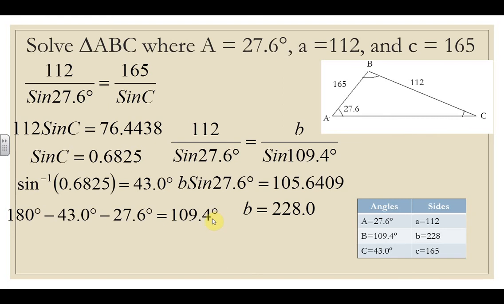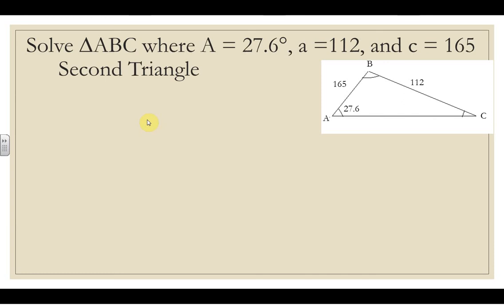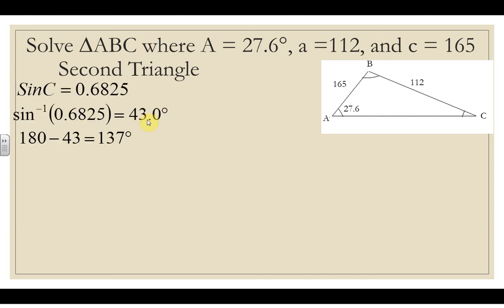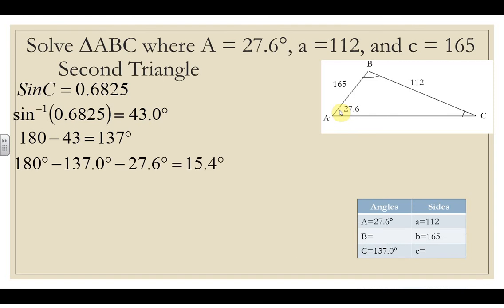Now again, we could have another angle here, and that's where the second triangle comes into play. When we did that, we got 43. 180 minus 43 is 137. 137 and 27.6 are less than 180. So there is the second triangle.